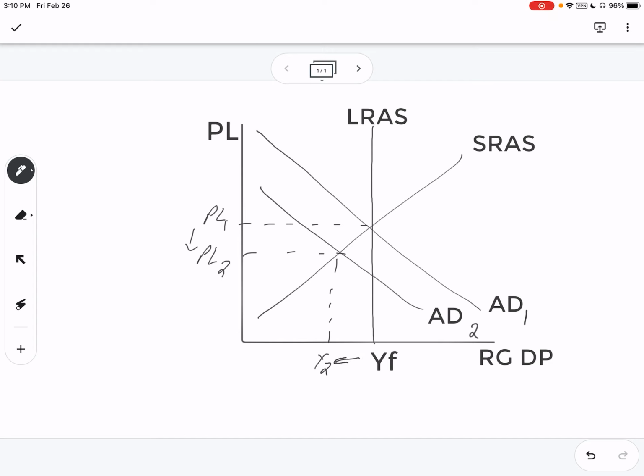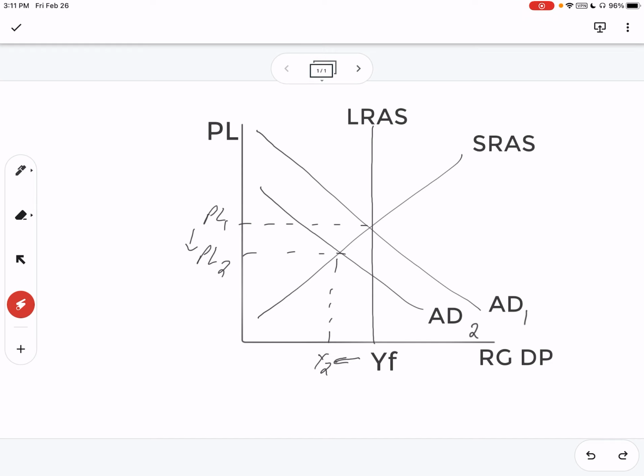Okay. So this is the situation we find ourselves in. Now, remember the classical economists say you don't need to do anything. Eventually, unemployment will get bad enough. Workers will accept lower wages as wage cost goes down. Producers will produce more, and then SRAS will shift to the right, and we'll get back to long-run equilibrium again.